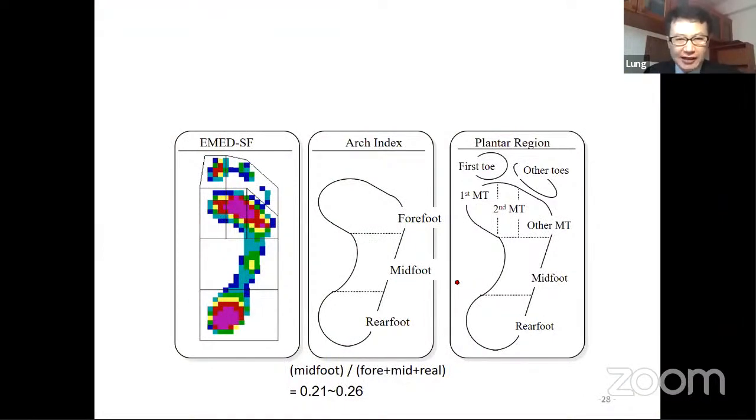Okay. We know this is the foot. We can divide the foot into 3 parts to get the arch index. What is the arch index? If it is over 2.3, that is a flat foot. If it is under 2.1, that is a high arch. And we can also divide this foot into lots of regions.